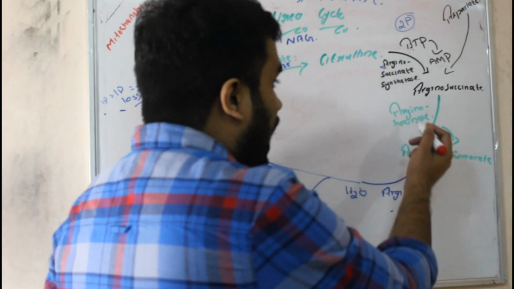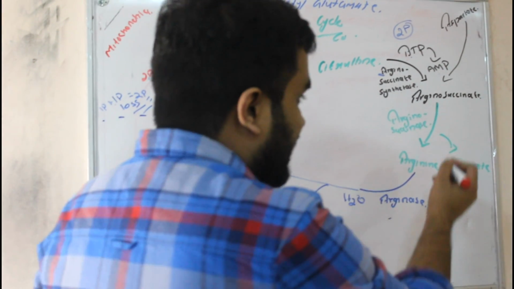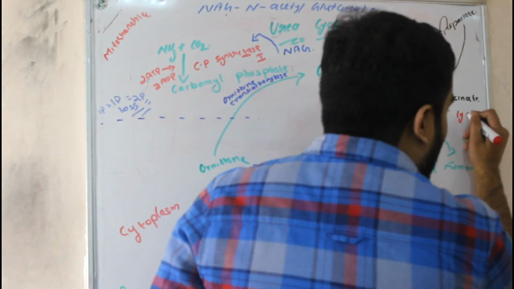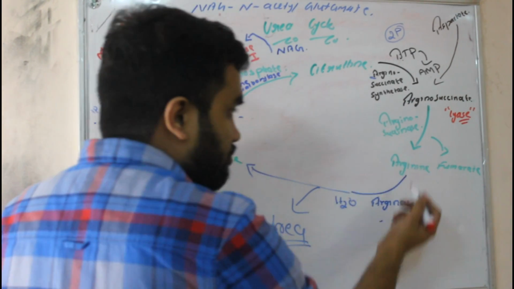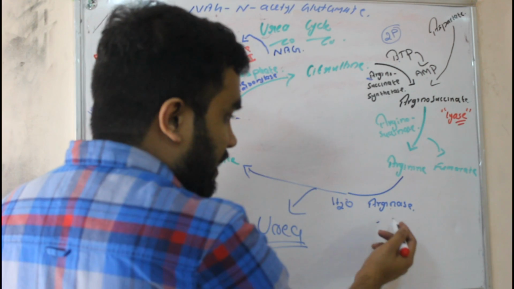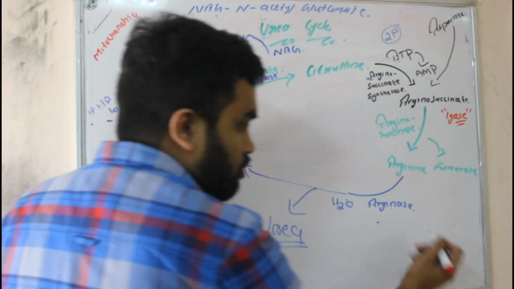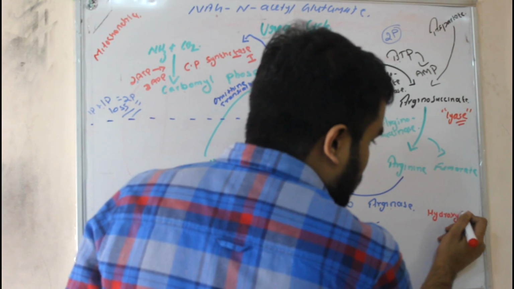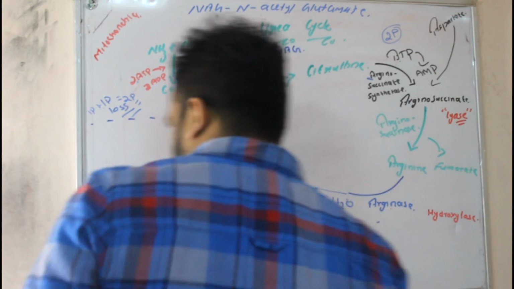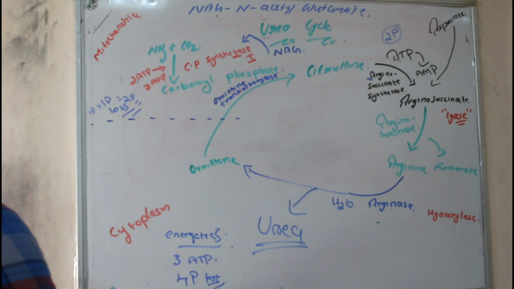Now arginosuccinase is a type of enzyme under lyase. It comes under the lyase class. You see here arginase, but arginase acts in the presence of water, so it comes under the enzyme class hydrolase.